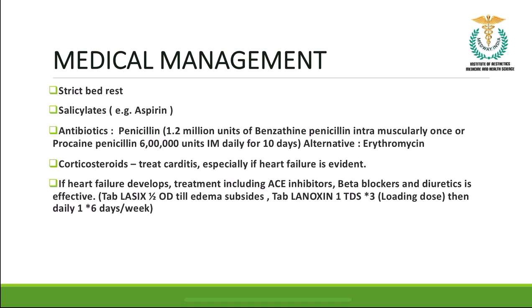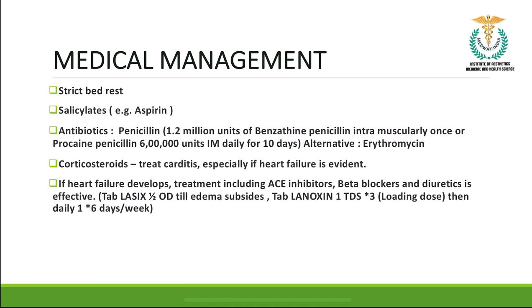And salicylates. For example, we can prescribe aspirin for the patient. For example, tab Dispirin, 1 to 2 TDS for 2 weeks, that is 100 mg per kg per day. So this can also be prescribed in case of rheumatic heart disease.